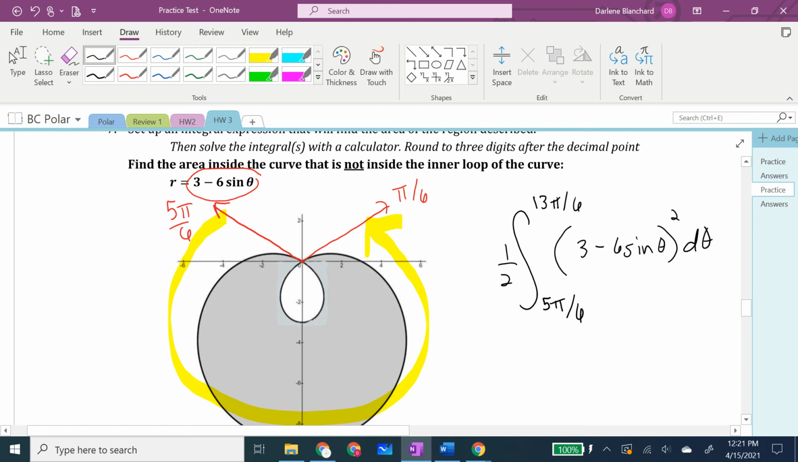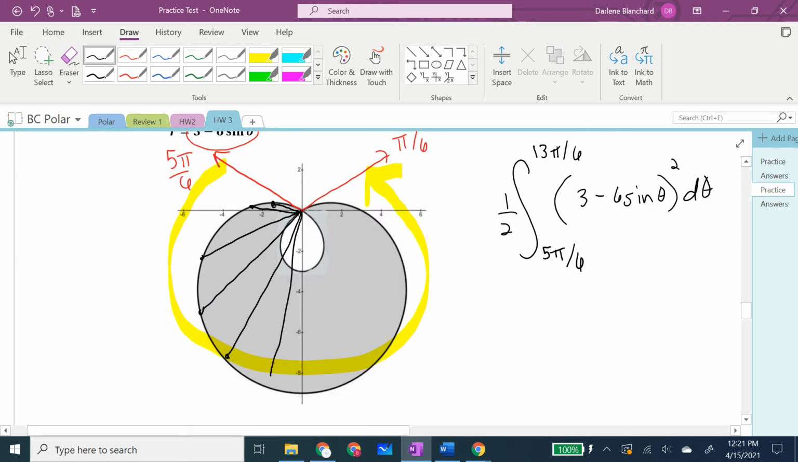Whenever you set up an integral to find area, I recommend that you draw spokes coming out of the origin, because you've got to realize what you are finding the area of. As I kick off of this angle, these spokes coming out are getting some of what I don't want. You cannot avoid that as you integrate from 5 pi over 6 to 13 pi over 6. And then question?